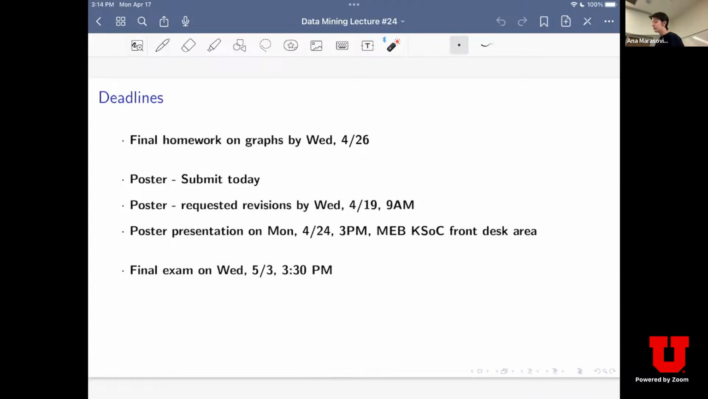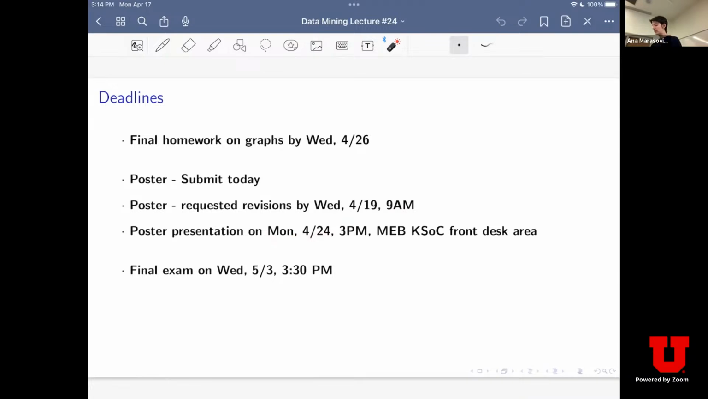My feedback today will be about things like huge chunks of text. For example, I will most likely tell you to please make an itemized list from this, because we can't really have a paragraph to read on a poster. You will need to do that by Wednesday, 9 a.m., and then I will put all the posters to batch print. Our poster session will be on Monday.